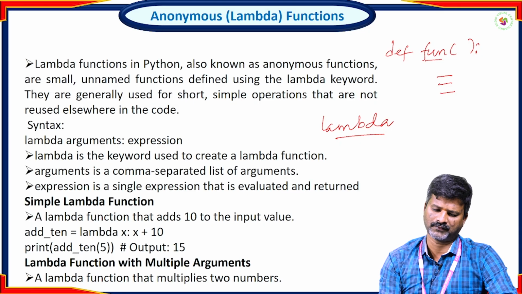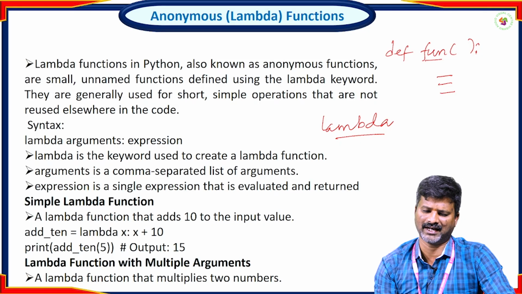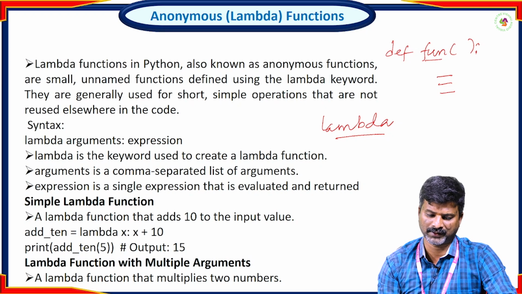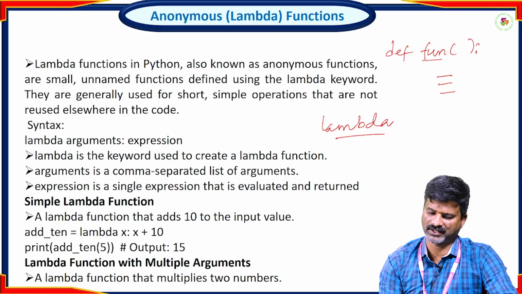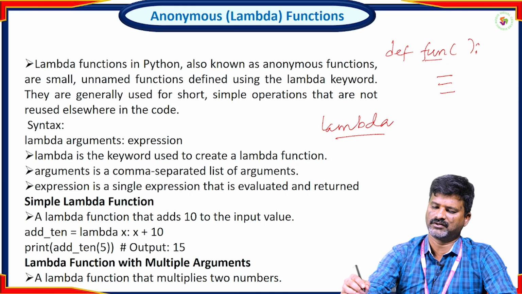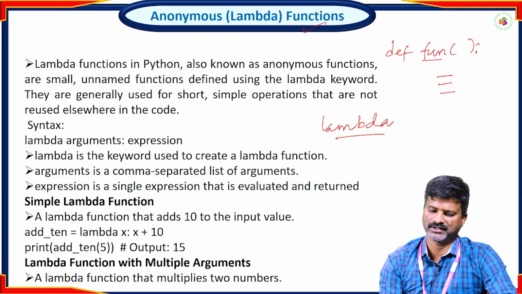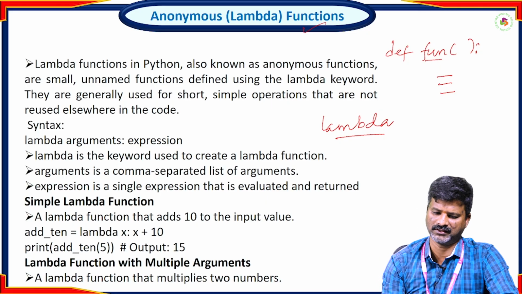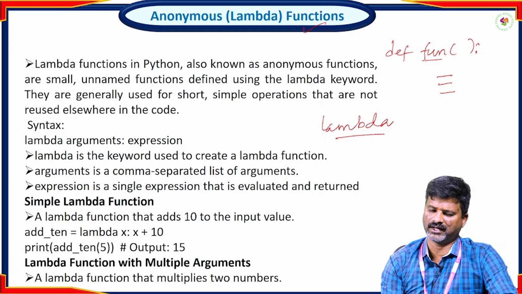And in what type of use cases are we using these anonymous or lambda functions? Whenever you want to represent some logic in a single line statement, if the logic is small, then in those use cases you can use these lambda functions or anonymous functions. Whenever you want to represent shorter code, you can use an anonymous function.